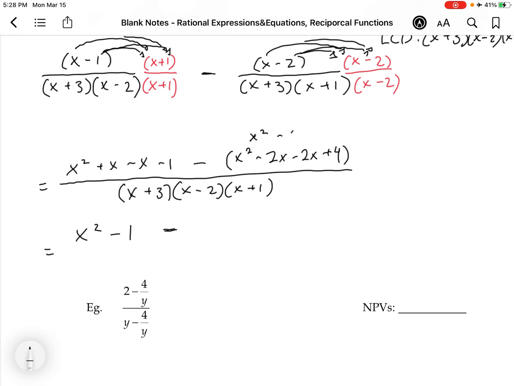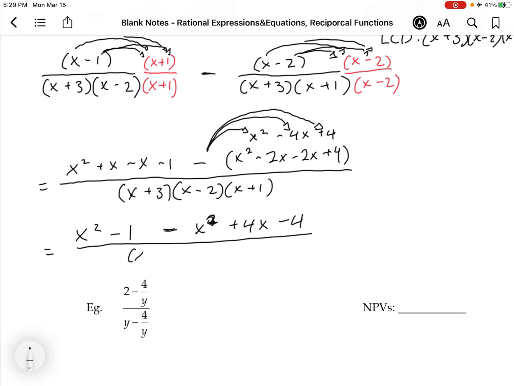Minus, this is, if I simplify it a little bit, x squared minus 4x plus 4. So if I distribute that in, I'm going to get x squared, there we go, sorry, minus -4x is plus 4x, and then minus positive 4 is minus 4 over x plus 3 times x minus 2 times x plus 1.